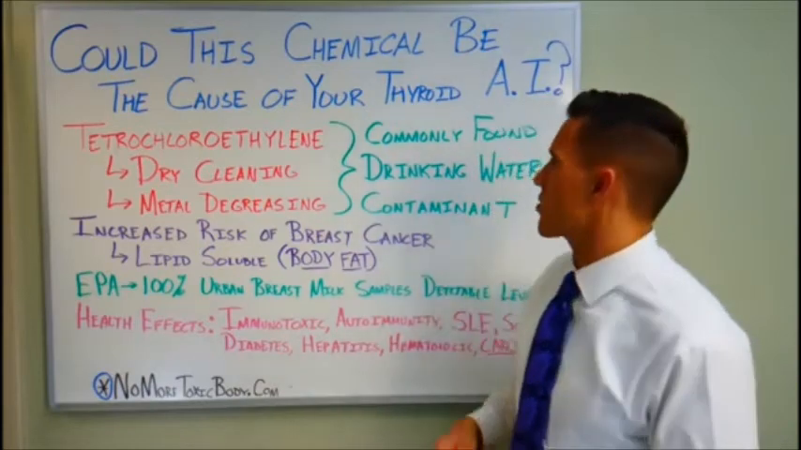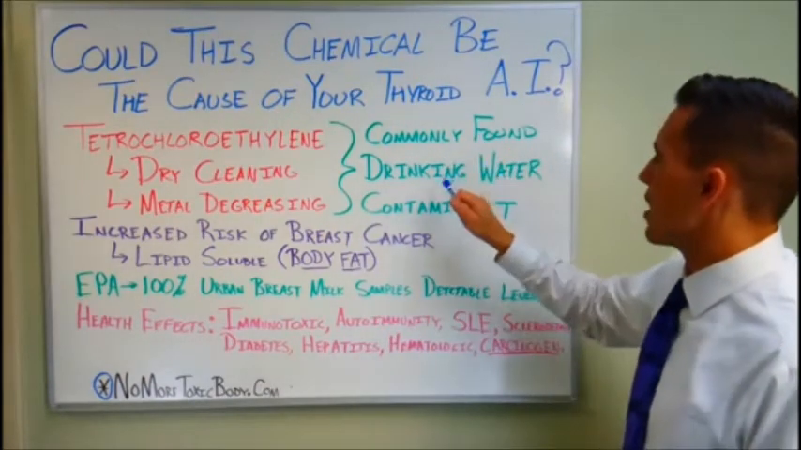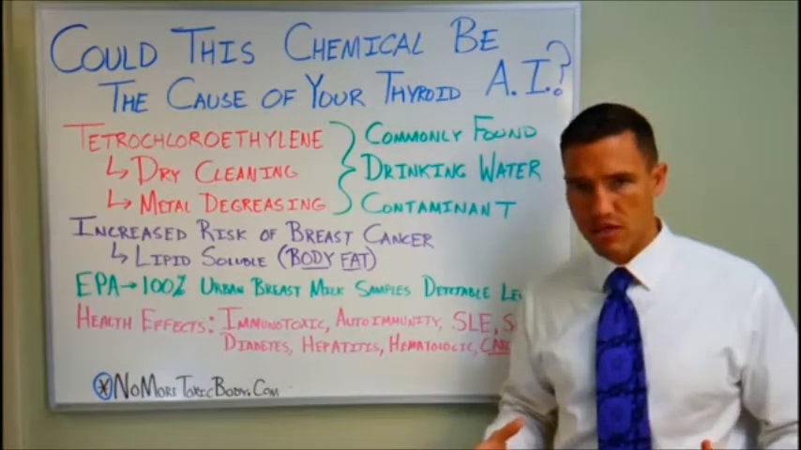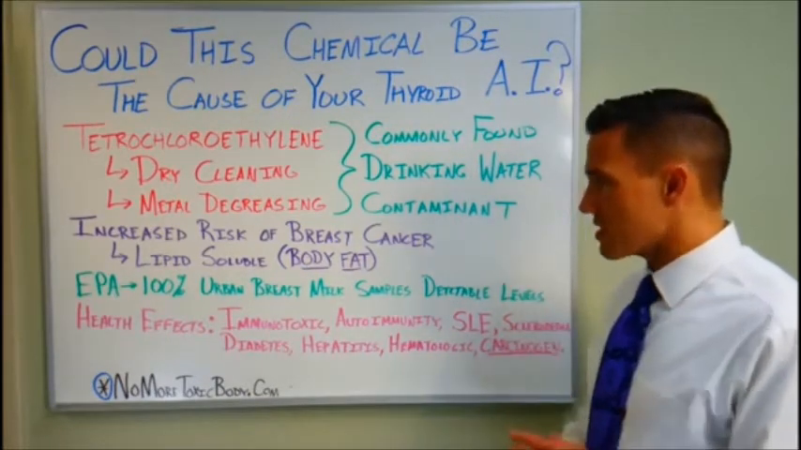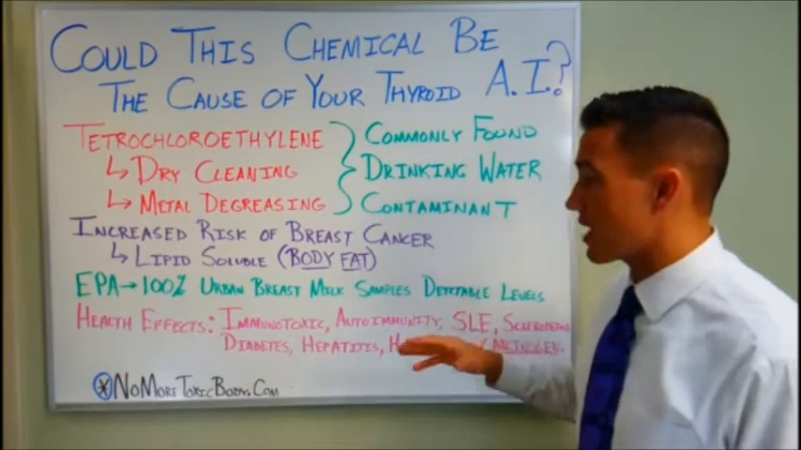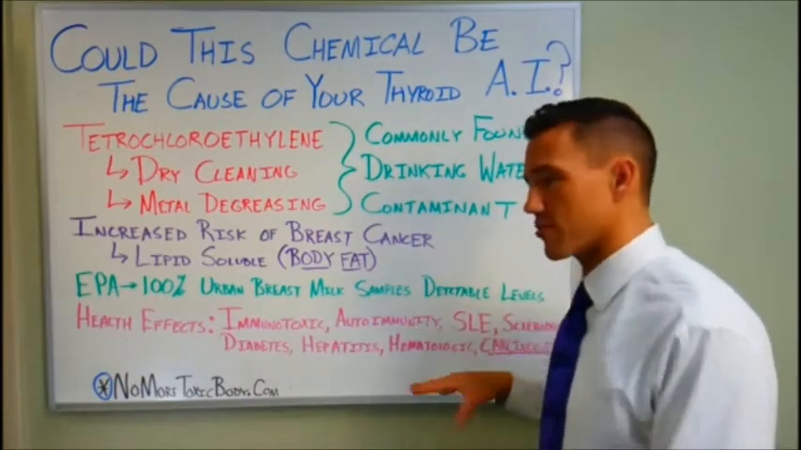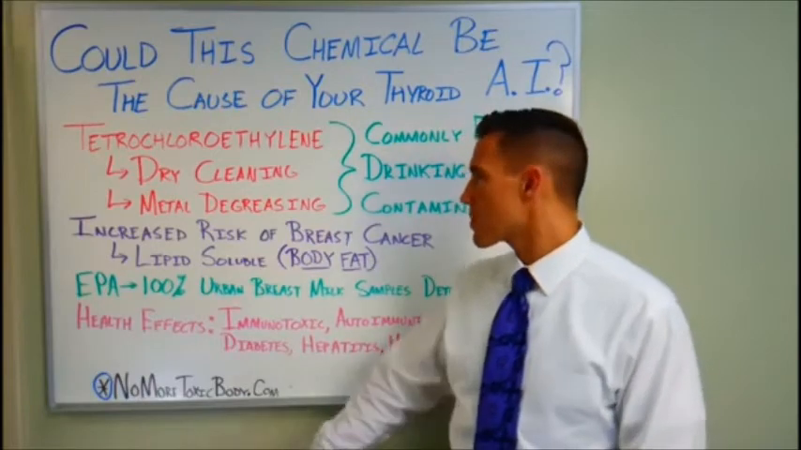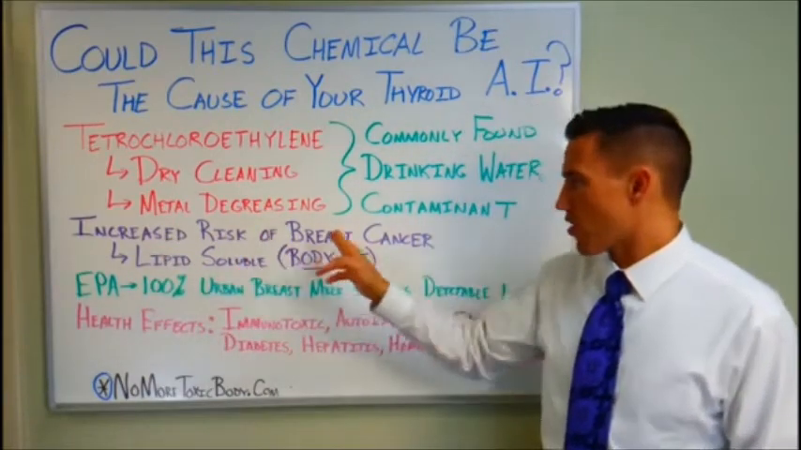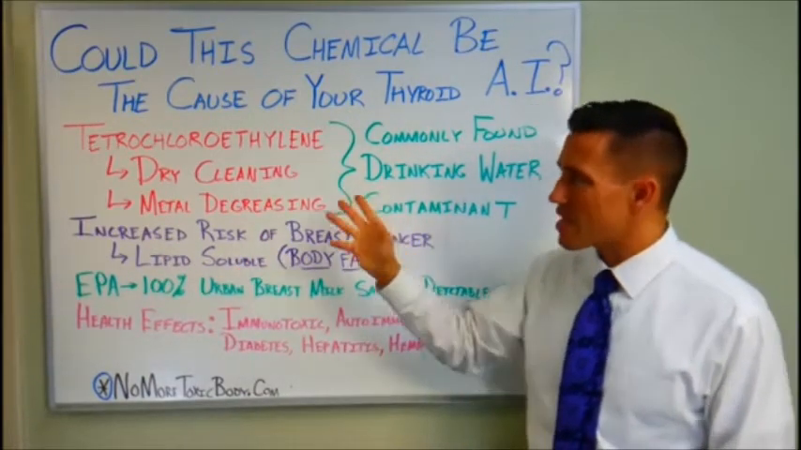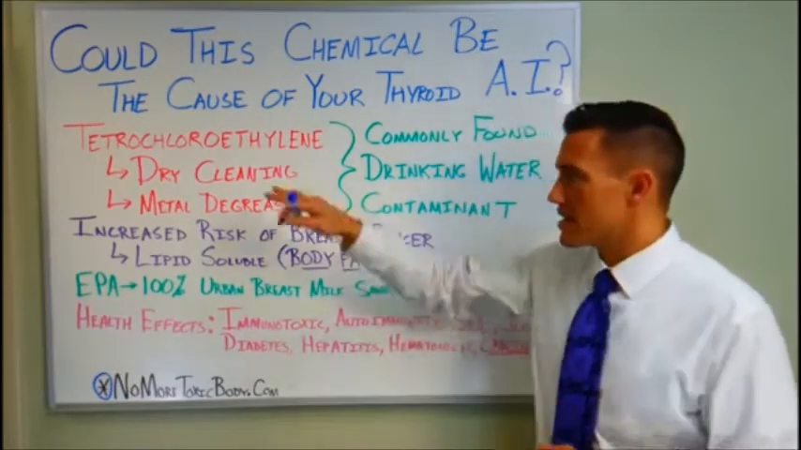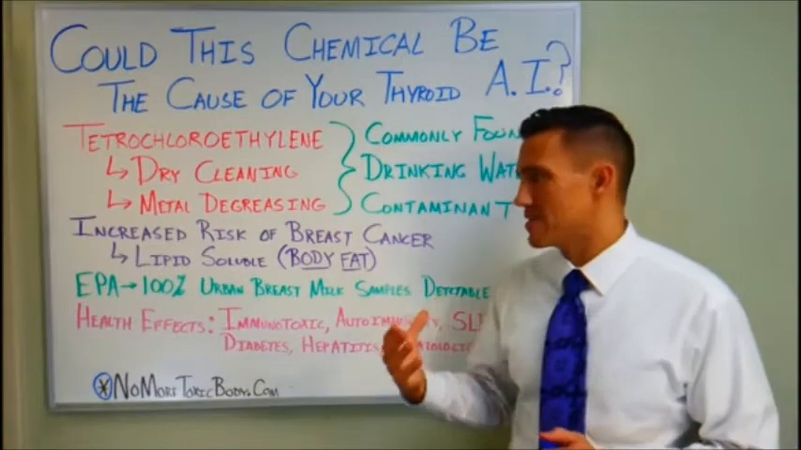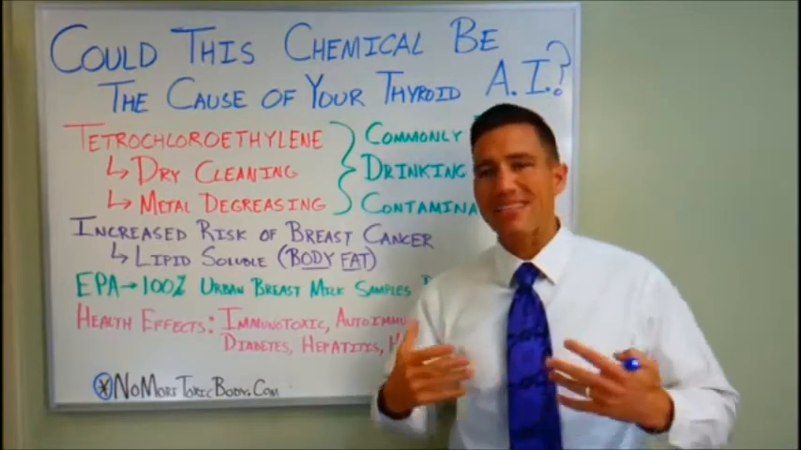It's throughout the environment. It's commonly found as a drinking water contaminant. And this is a problem because it's been implicated in a lot of different types of degenerative conditions and autoimmunity especially. There's an increased risk of breast cancer with it. And the thing about this chemical in particular, tetrachloroethylene, is that it is lipid soluble, fat soluble.